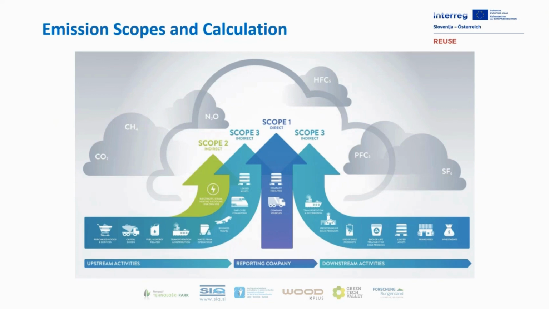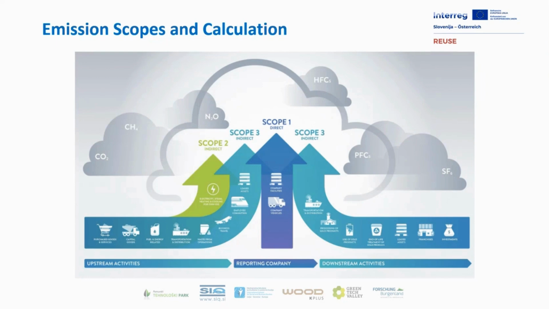And the last one is other indirect emissions, or Scope 3. These are emissions that occur outside the organization's direct control, such as those from the supply chain, business travel, waste management, and the use of sold products. Scope 3 emissions are often the most challenging to quantify due to the extensive data required from third parties, and we will look through it.